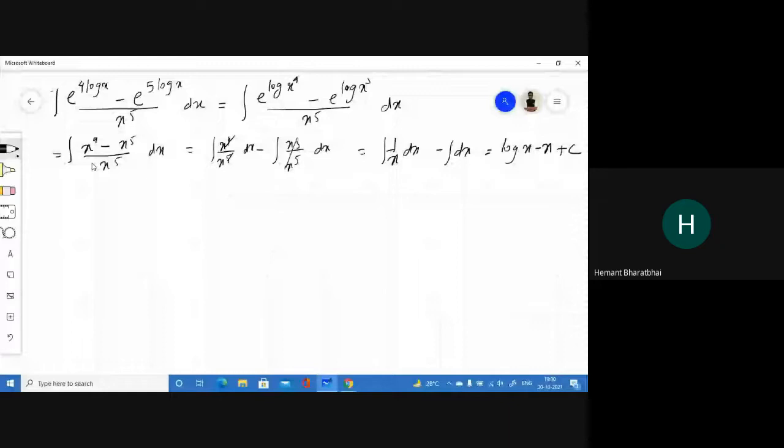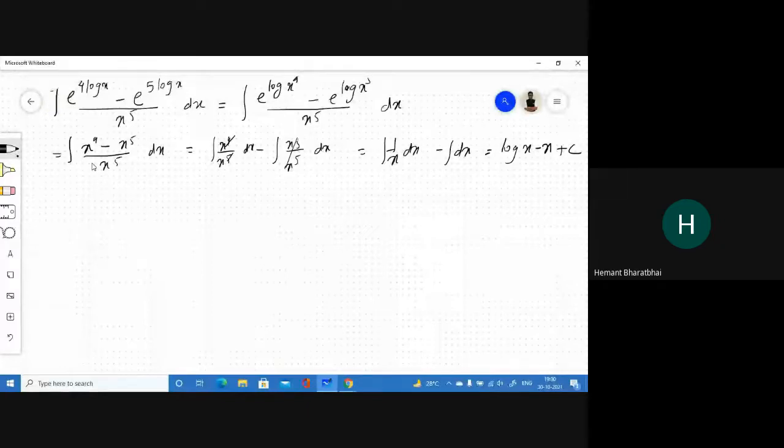So again, I'll call it formula based only because I'm just applying the property of log and then I'm able to solve it. Okay, and therefore I'll call it that only. Let's see one more.